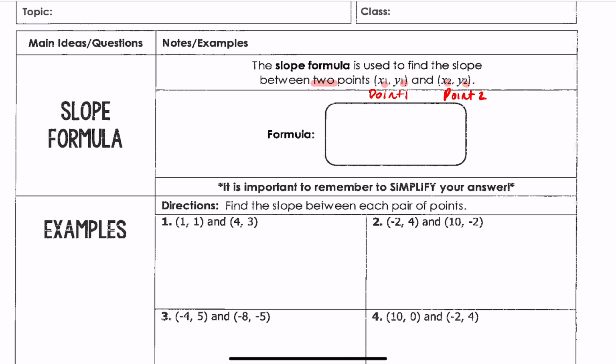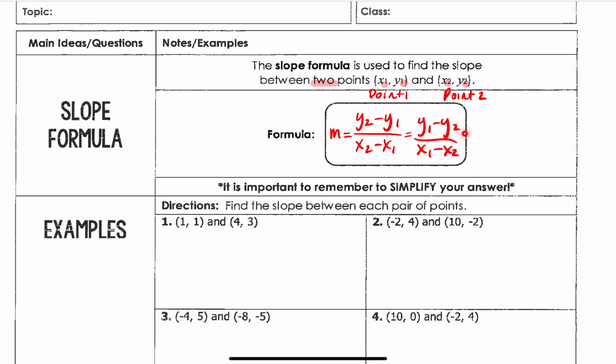The formula is going to be m equals, and you are going to take the difference in the y values in the ordered pairs and divide it by the difference in the x values in the ordered pairs. So notice I did y2 minus y1 on top, x2 minus x1 on the bottom. You can actually reverse that and do y1 minus y2 over x1 minus x2. You just have to make sure you stay in the same order. I did 2 first and then 1 on the first example, and I did 1 and then 2 on the second example. So you just have to make sure you're consistent with that.